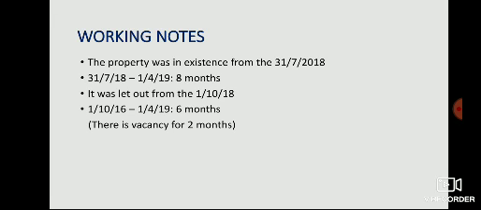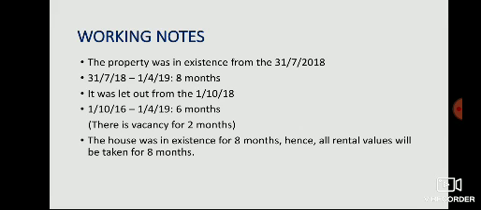Your working notes. Here the property was in existence from 31st July 2018. So from the 31st July 2018 to the 1st of April 2019, it comes to 8 months. It was let out from the 1st of October 2018. So from 1st October to 1st April 2019, it comes to 6 months. We can also see that there is a vacancy for 2 months. The house was in existence for 8 months, hence all rental values will be taken for 8-month period.